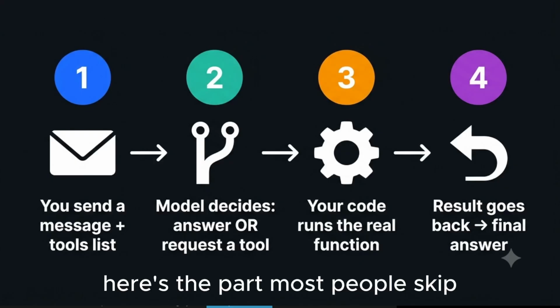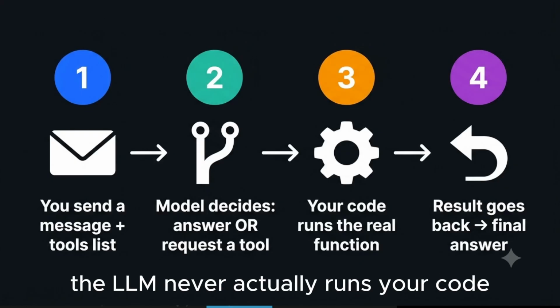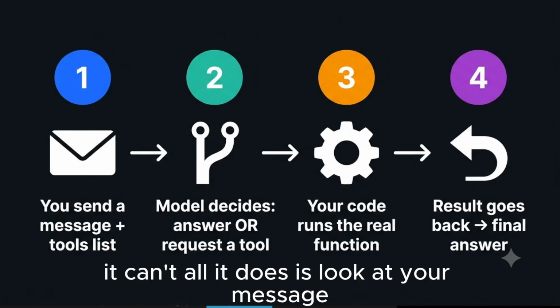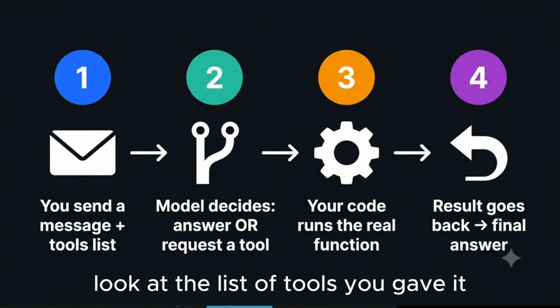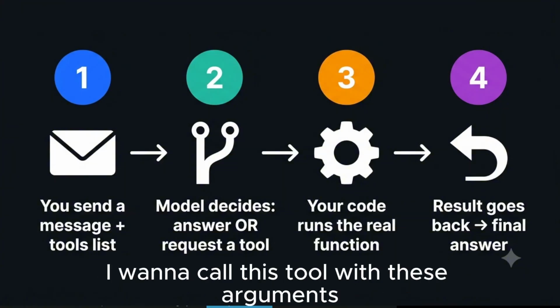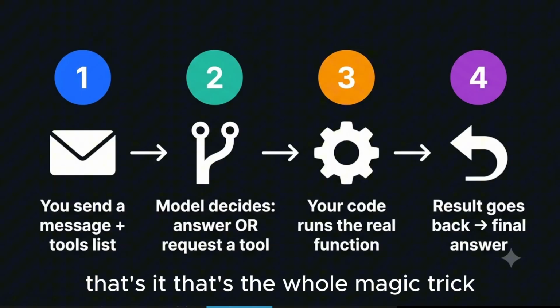Here's the part most people skip. The LLM never actually runs your code. It can't. All it does is look at your message, look at the list of tools you gave it, and respond with, "I want to call this tool," with these arguments. That's it. That's the whole magic trick.